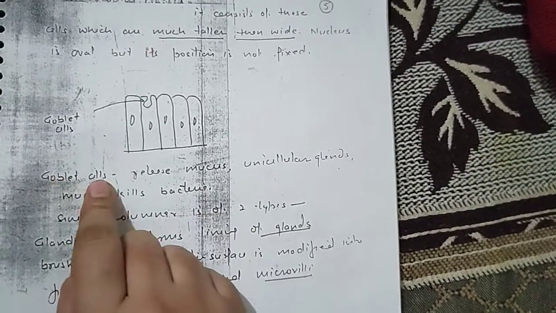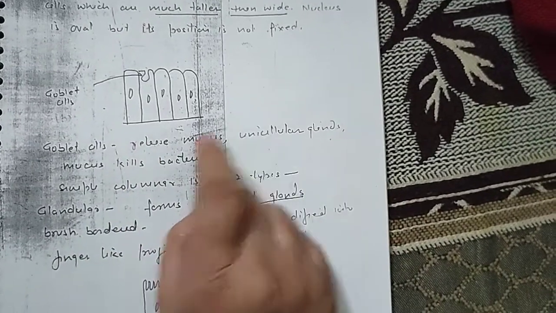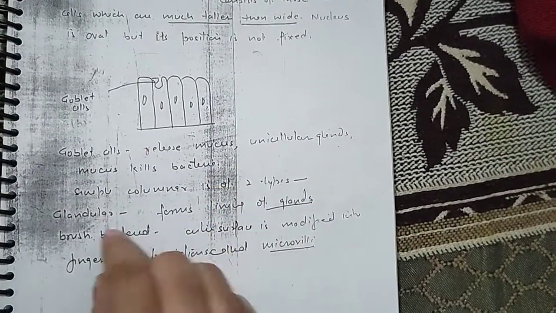ठीक है, जो goblet cells हैं वो क्या हैं? यूनिसेलुलर ग्लैंड्स बोल सकते हैं हम इनको. They release mucus, और जो mucus होता है वो क्या करता है? बैक्टीरिया को किल कर देता है.